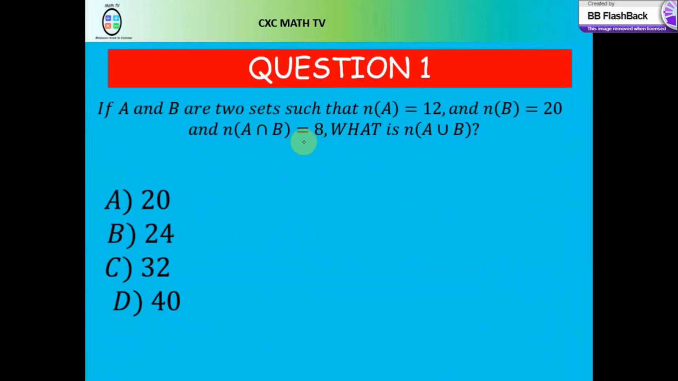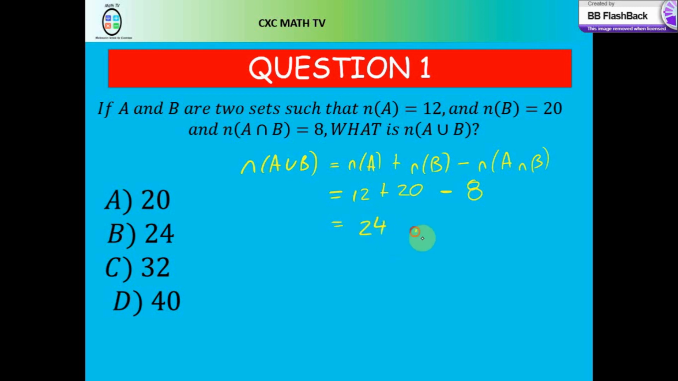Exam style. First one: if A and B are two sets such that the number of elements of A is 12, the number of elements of B is 20, and the number of elements of A intersect B is 8, what's the number of elements in A union B? First thing, write down the formula. It's the number of elements of A plus the number of elements of B minus the number of elements of A intersect B. So that's 32 minus 8, which is 24. So in that case, it would be option B. Very easy question. Next one.